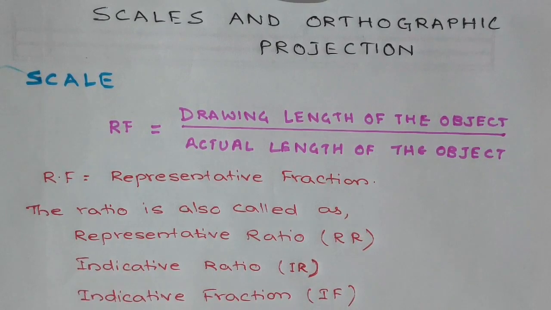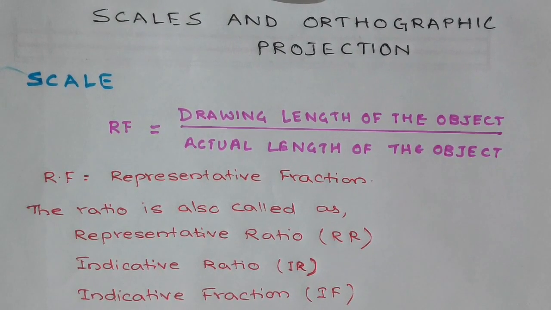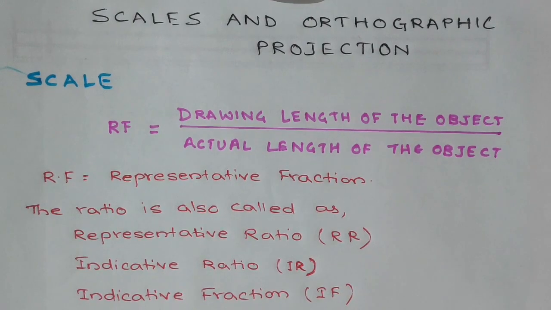So lecture number 5, scales and orthographic projections. First let us see what is a scale. A scale is a distance measuring instrument. On drawing sheet, small objects may be drawn with their true sizes. These true size images are called full size drawings.